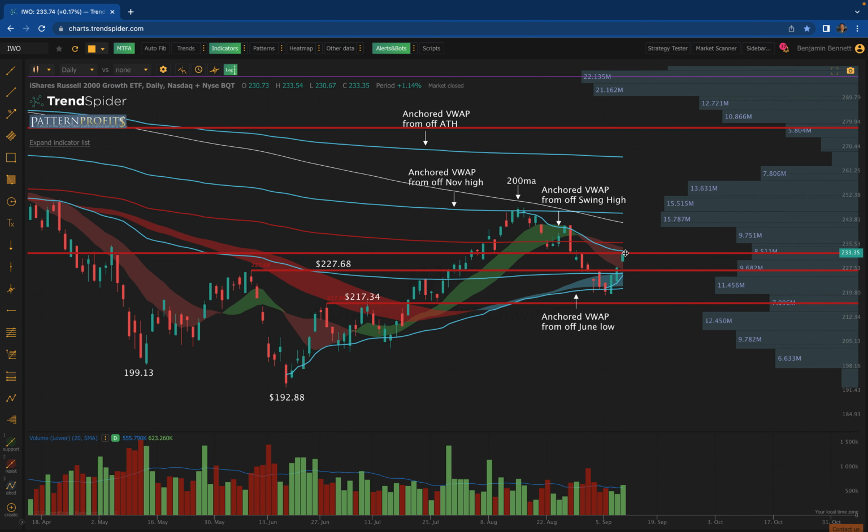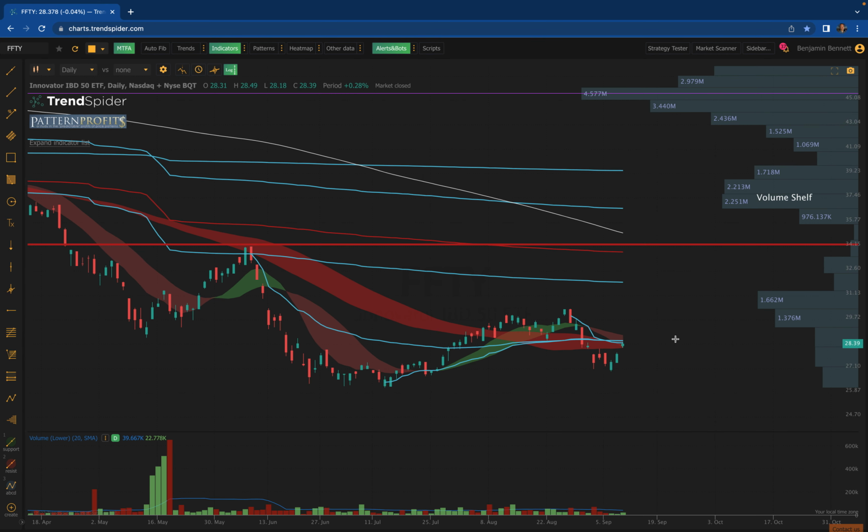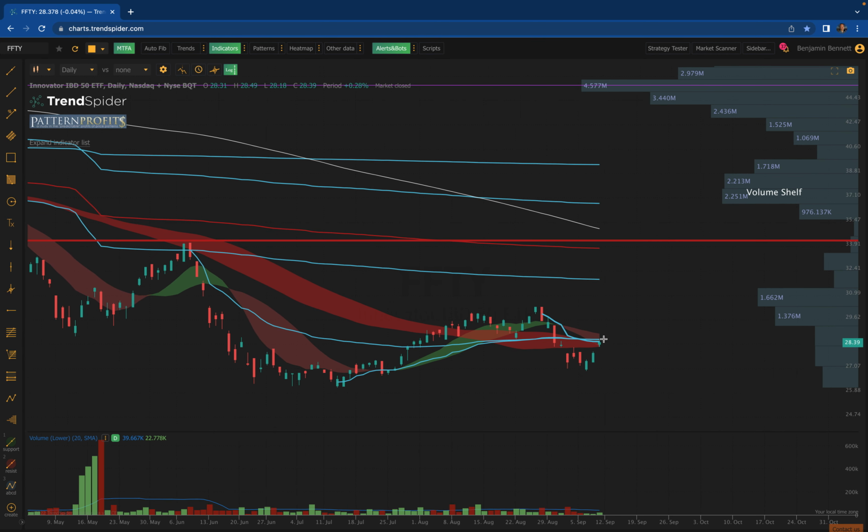Would be a big move for the small cap growth if they can push back above that anchored VWAP from off of the swing high, start making progress up the right side here. That would give a little bit more conviction to that group.